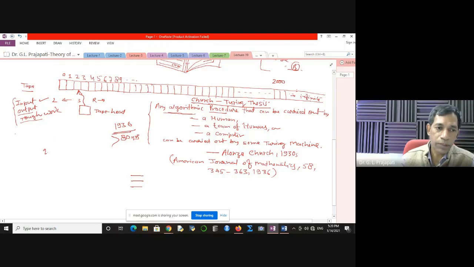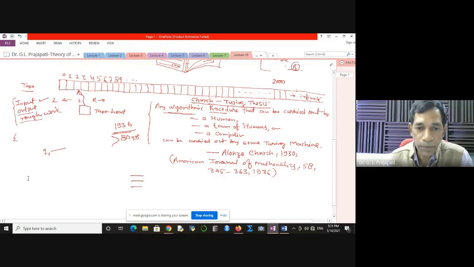Actually, sigma, the input alphabet: the input is stored onto the tape, and hence every symbol in sigma can be stored onto the tape. And besides these input symbols, for doing rough work and intermediate computation, you can use some extra symbols that can also be stored onto the tape.